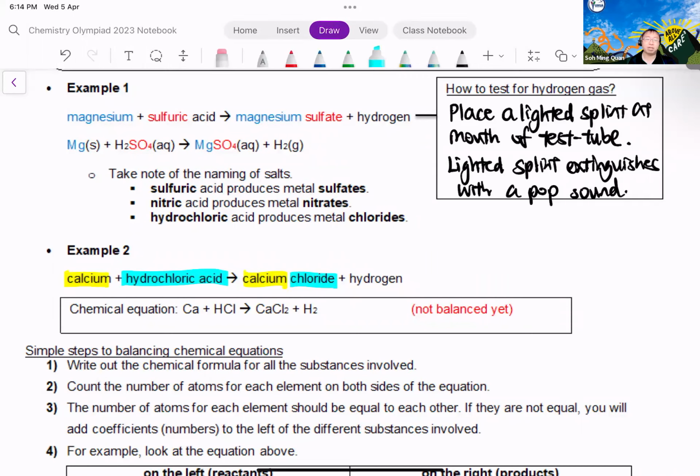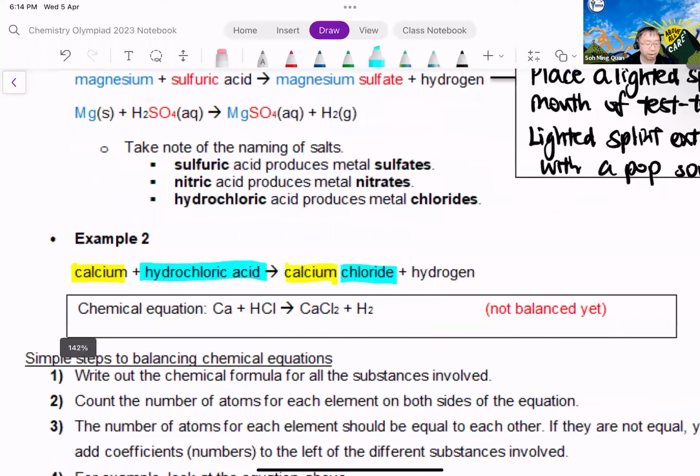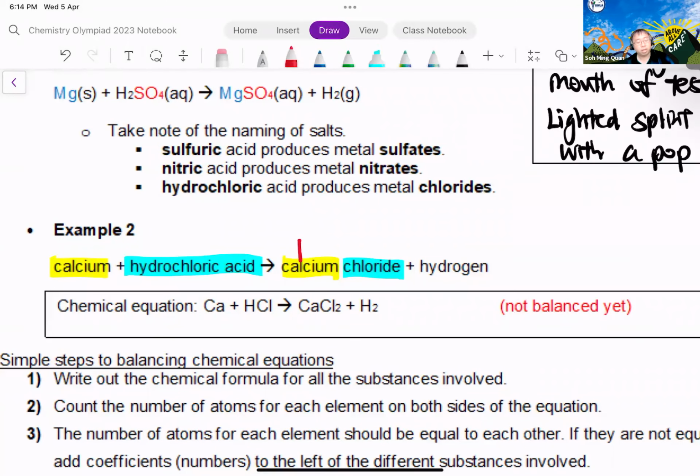Now, to balance the chemical equation, the first step is to write out the chemical formula correctly. What do I mean by this? Calcium chloride is not CaCl. You need to think it through first. Calcium chloride is an ionic compound. What is the formula of calcium chloride? An ionic compound has charges. I need to think. Calcium, group 2, 2 plus. Chlorine, group 7 or group 17, minus.